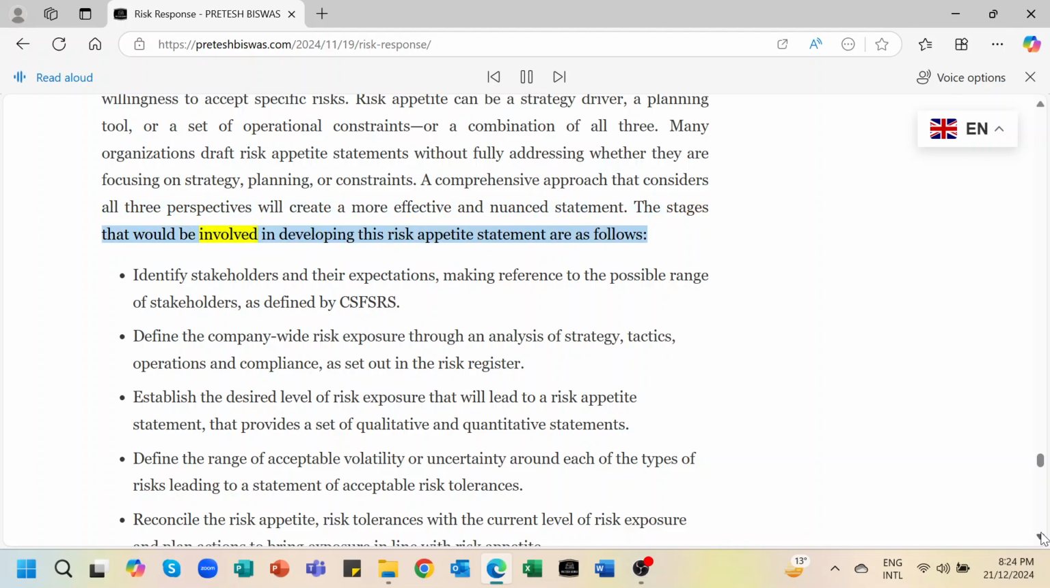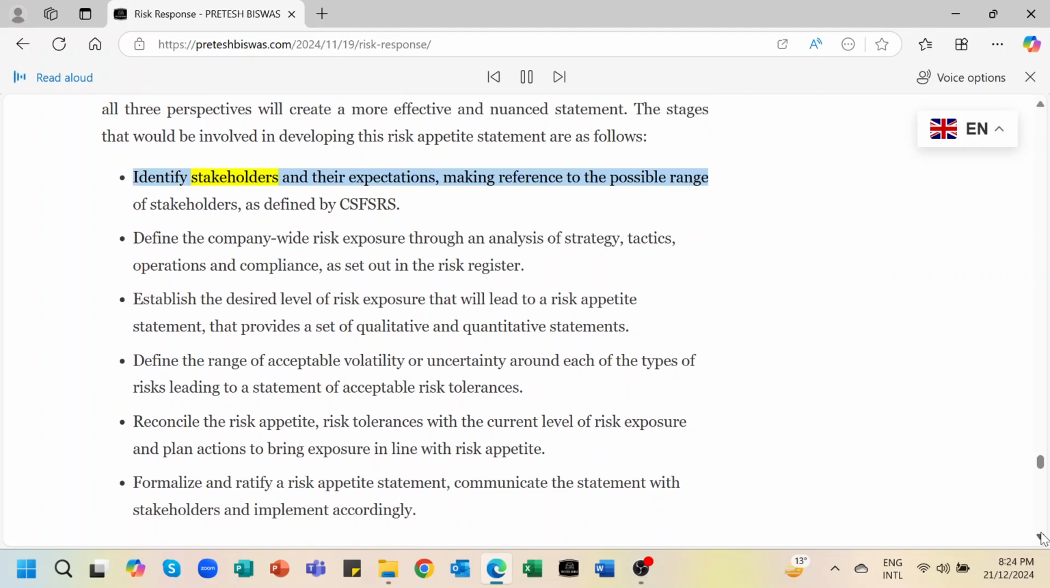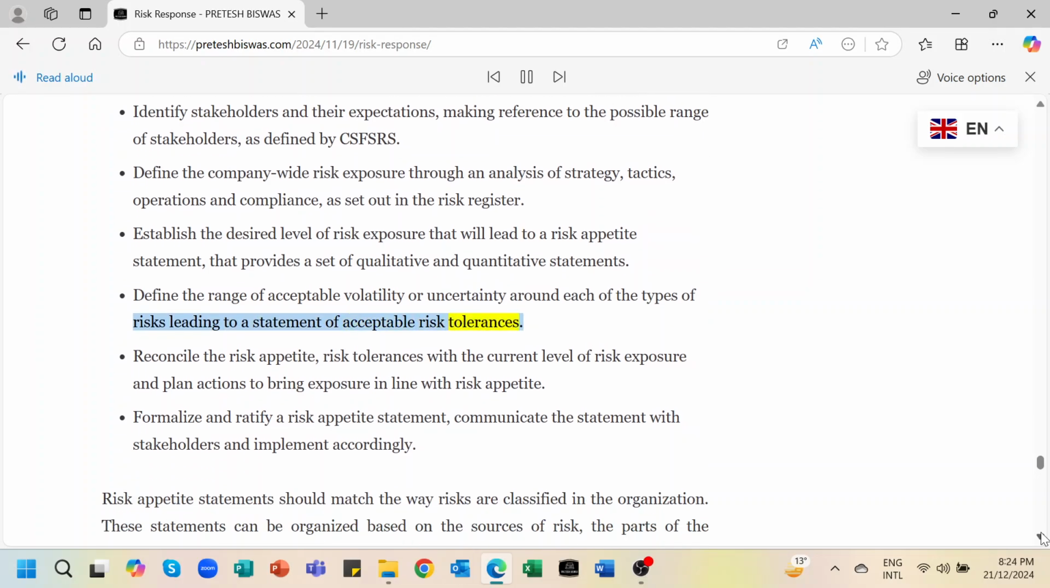The stages that would be involved in developing this risk appetite statement are as follows. Identify stakeholders and their expectations, making reference to the possible range of stakeholders as defined by CSFSRS. Define the company-wide risk exposure through an analysis of strategy, tactics, operations, and compliance, as set out in the risk register. Establish the desired level of risk exposure that will lead to a risk appetite statement that provides a set of qualitative and quantitative statements. Define the range of acceptable volatility or uncertainty around each of the types of risks leading to a statement of acceptable risk tolerances.